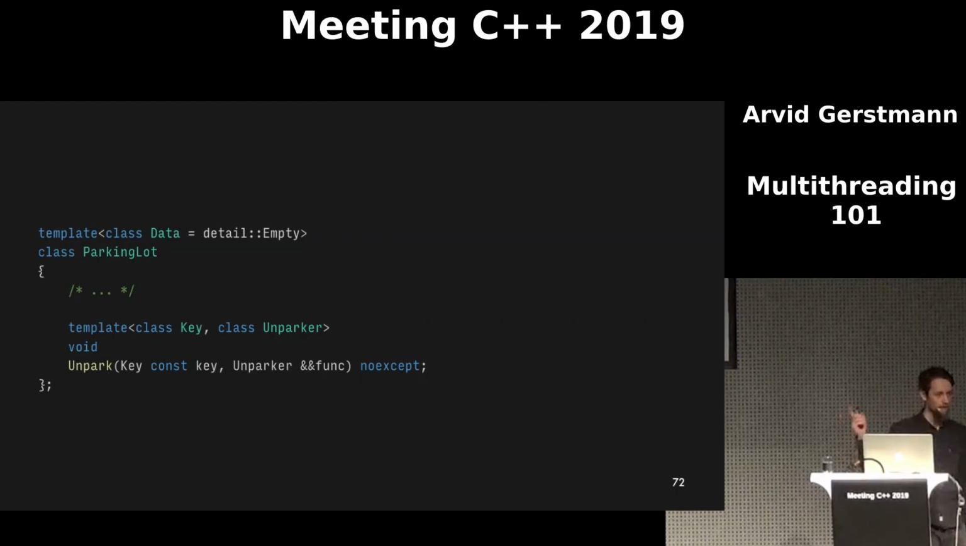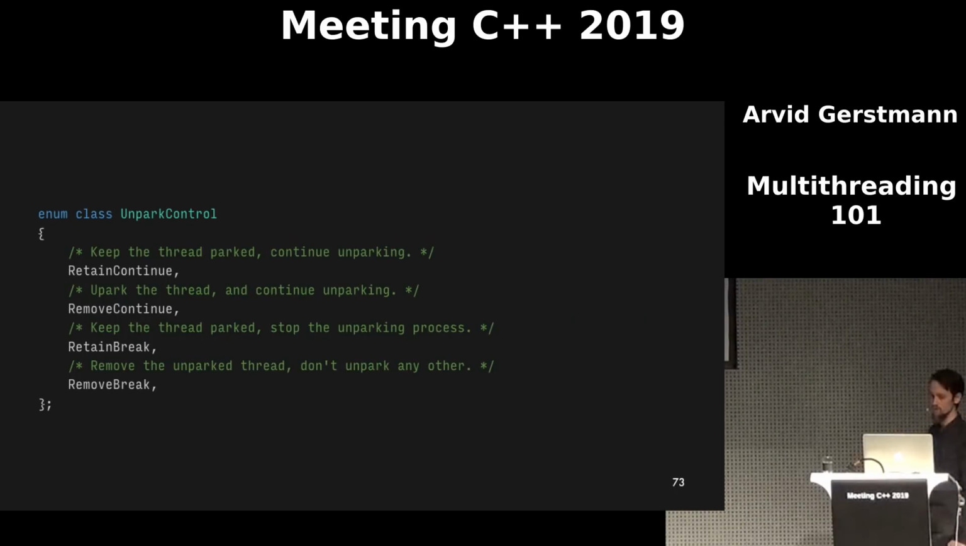So, now that we have park, we need to have the opposite, unpark. Here, key is the same as used for park_for, and unparker is a lambda again. Unparker is a little more complicated, or a little more interesting actually. It's called with the current value of the wait node, the data in the wait node, and returns a control value. So we can control what we want to do. And these are the 4 options we have.